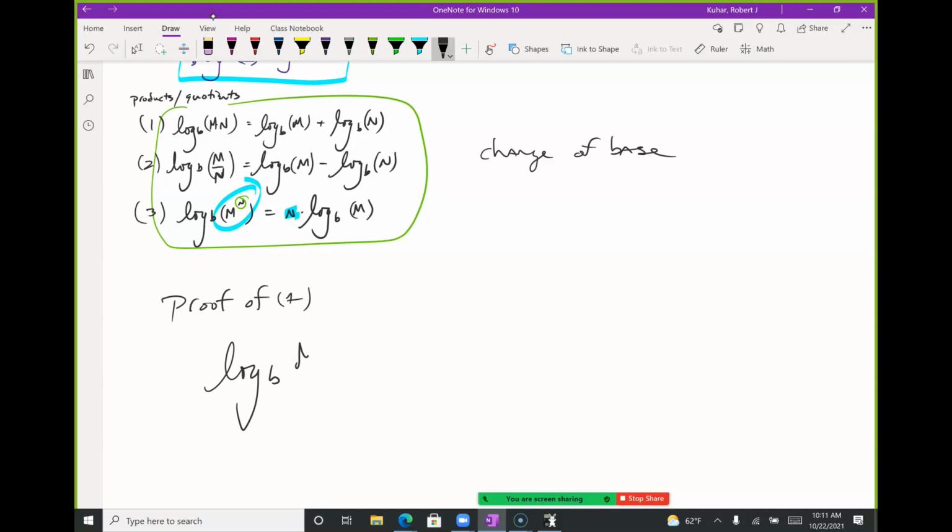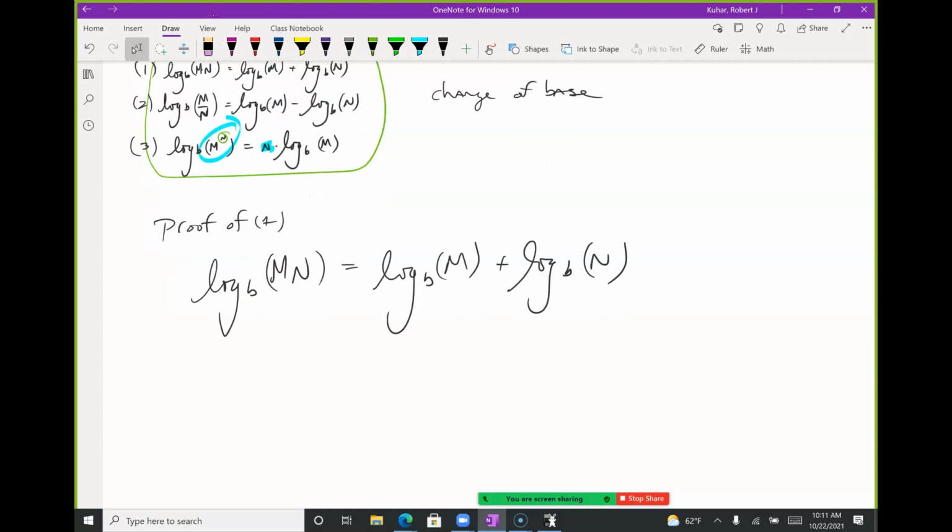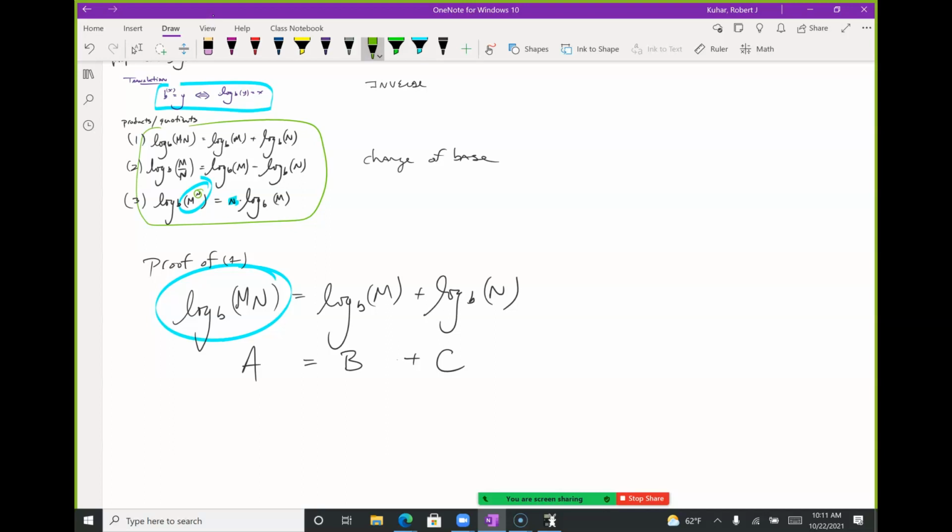So log base b of a product m times n should be, and this is what we're trying to prove, log base b of m plus log base b of n. Those are kind of complicated, so I just want to rename them. I'll use capital letters. I'll say this is A and this is B plus C. So if I can prove that A equals B plus C, I've got this thing proved. But I have no idea what to do for this thing. Anybody have an idea? Pick two random numbers. Yes, the problem with picking random numbers is that I can't pick every combination of two random numbers. So it might work in one instance, but it's not a proof. I want to do something more general. Anybody have an idea? It's on the page that we're looking at.